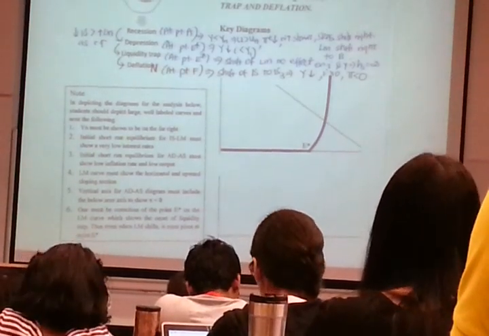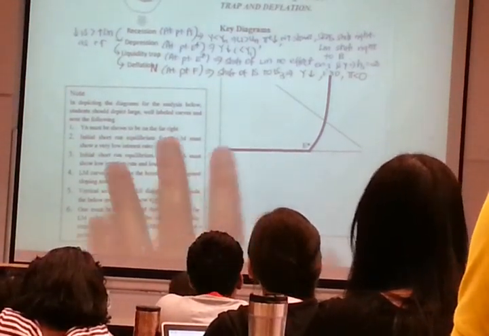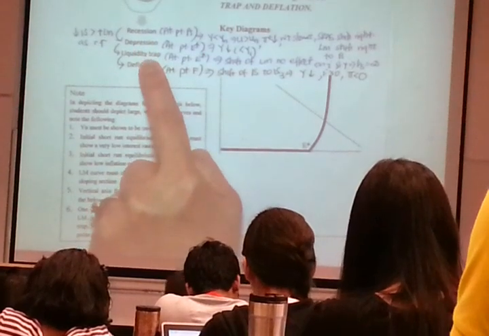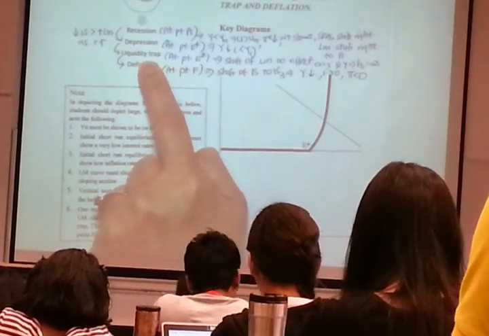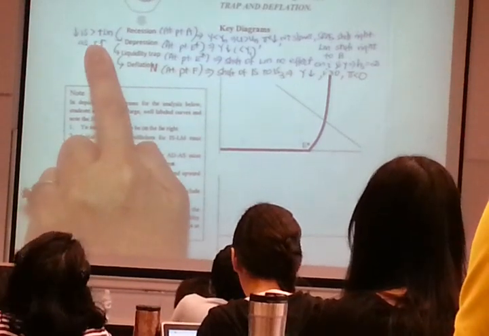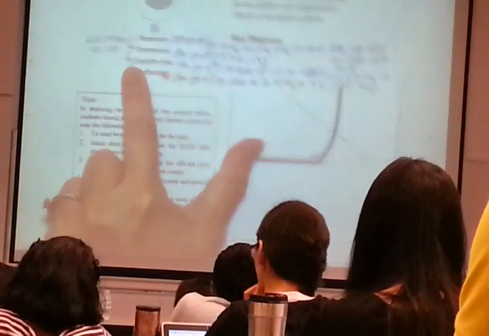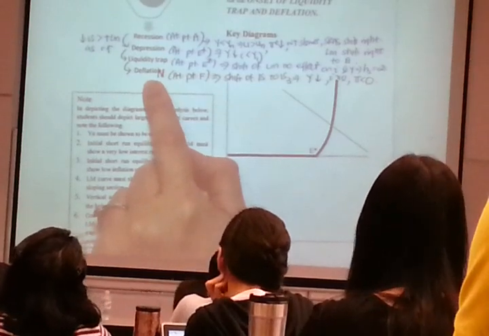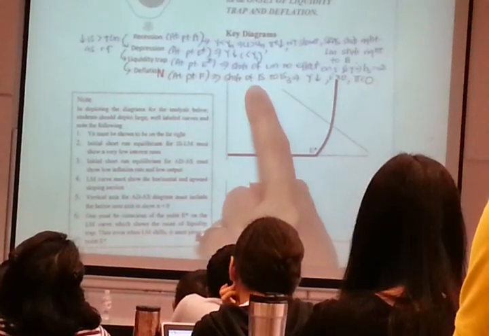Right. So this is not easy. Try your very best to do the first 3 steps first. Those 3 are easy. LM keep shifting to the right. IS keep shifting to the left. Then, how do you show deflation? Another round of IS to the left.